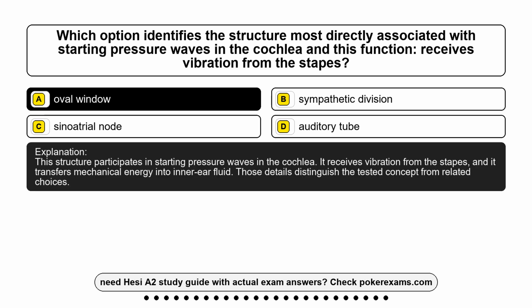This structure participates in starting pressure waves in the cochlea. It receives vibration from the stapes, and it transfers mechanical energy into inner-ear fluid. Those details distinguish the tested concept from related choices.